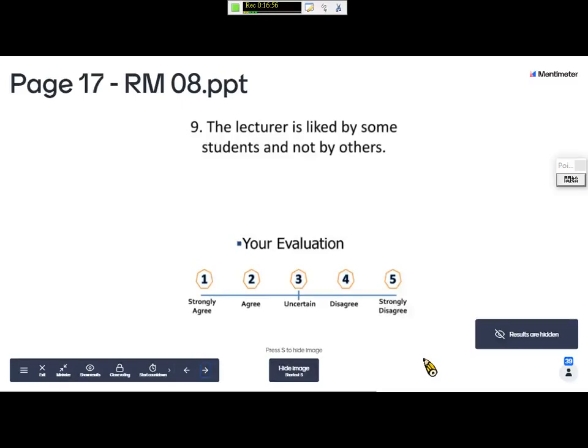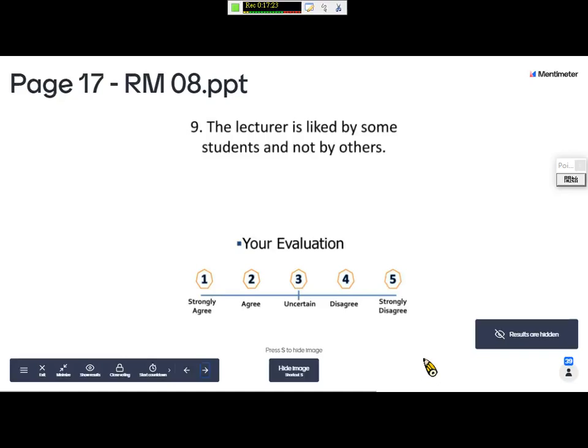Neutral question? Basically, this is not a good question. This is a double-barrel question, because it asks two concepts, right? Maybe the lecturer is liked but not hated, or is not liked but it's very difficult to identify the real meaning of this.